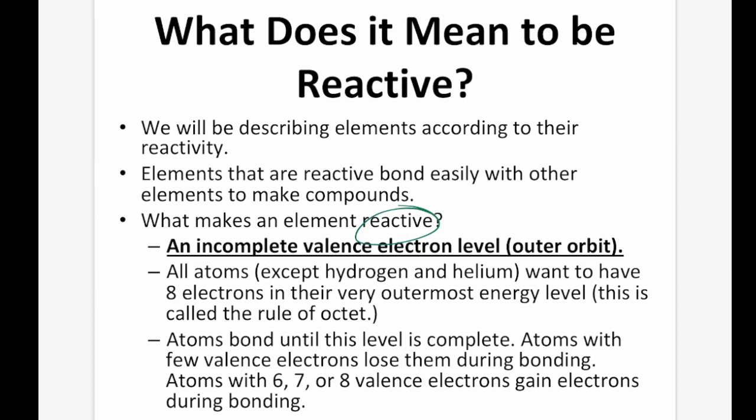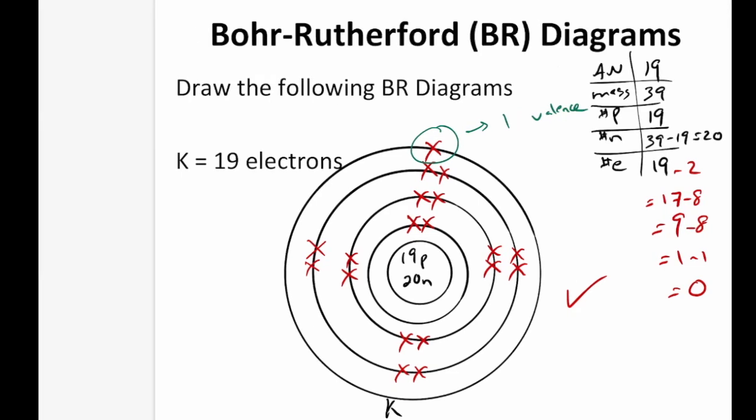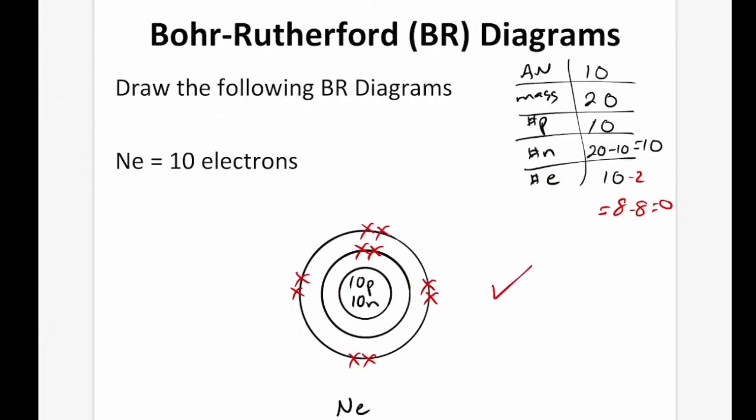Atoms with few valence electrons lose them during bonding, and atoms with 6, 7, or 8 are going to gain. So for instance, again, with our potassium, we only have 1 valence electron, so it's going to be pretty easy for us to lose that one instead of gaining 7. In our previous example, neon, it has 8 valence electrons, right? 1, 2, 3, 4, 5, 6, 7, 8. Since it already has 8, it is not going to be reactive. So it's not reactive because it already has a full valence orbit.